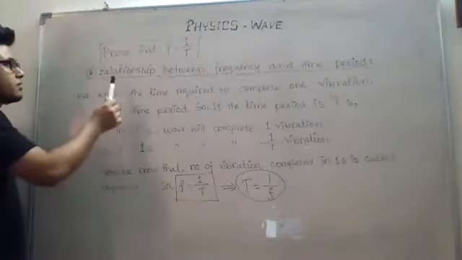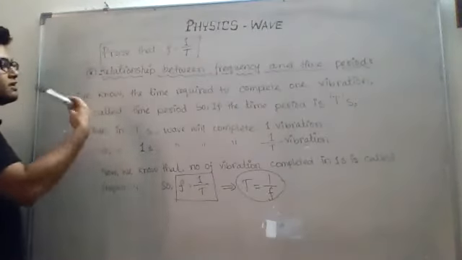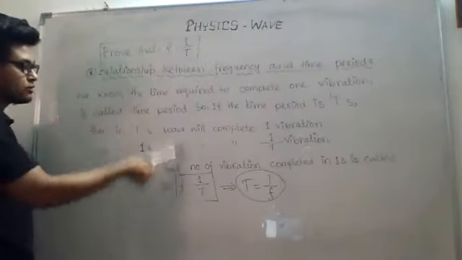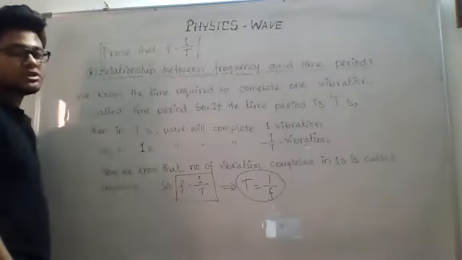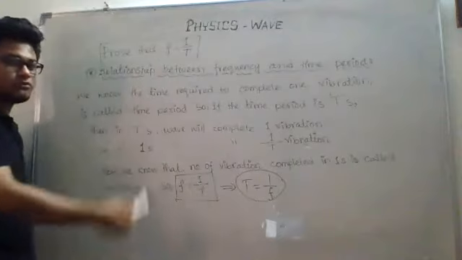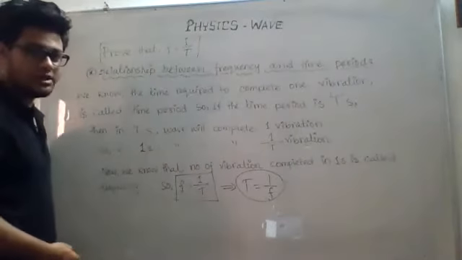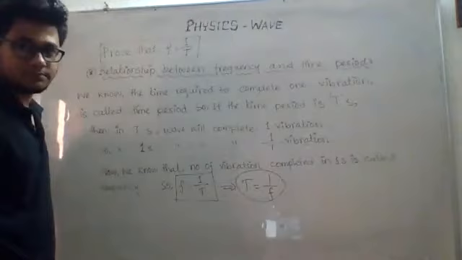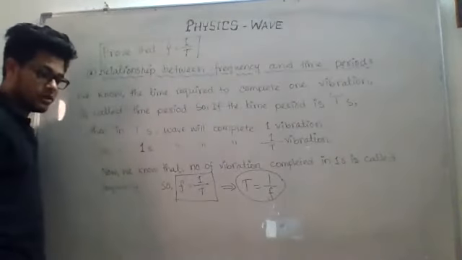Okay, so sometimes the question might come in this way, that prove that f is equal to 1 by t. That time also you have to write it, or sometimes they will tell you establish a relationship between frequency and time period. That time also you have to write it in this way. Anybody has any doubt? No, sir. Okay, so we can go forward.